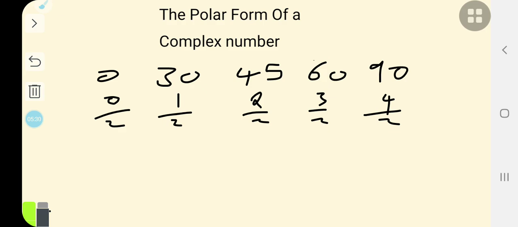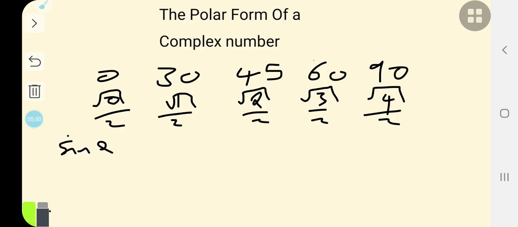After dividing everything by 2, I'll make sure that I square root the numerator. Square root, square root, square root, square root, square root. After I do that, I'll write sine theta here, cos theta there, and tan theta there.